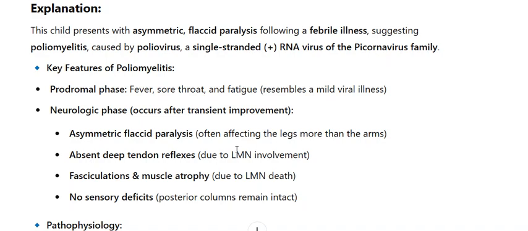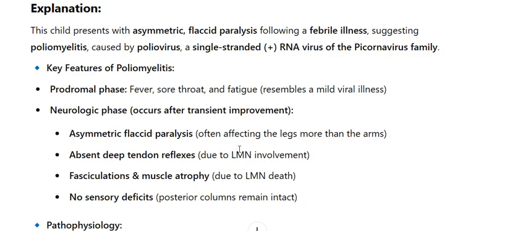Asymmetric flaccid paralysis, often affecting the legs more than the arms. Absent deep tendon reflexes due to LMN involvement. Fasciculations and muscle atrophy due to LMN death. No sensory deficits, as the posterior columns remain intact.